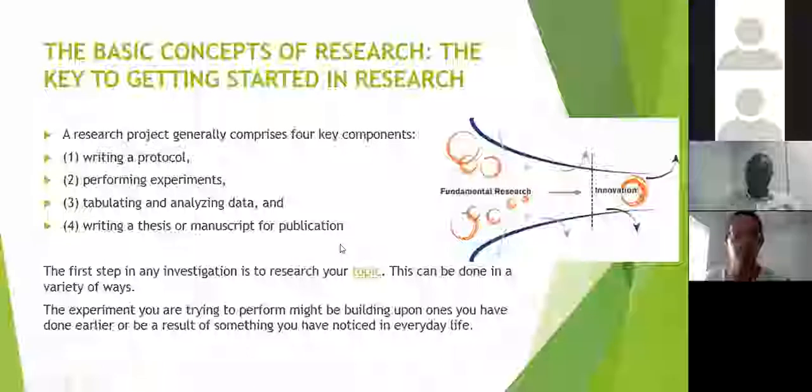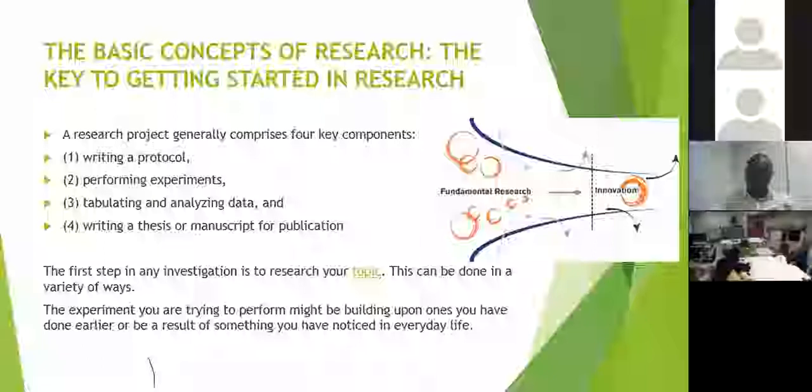Let's look at the basic concept of research, or the key to getting started in any research. So usually a research comprises 4 major components, or what we call the 4 key components: writing your protocol, performing the experiments, tabulating and analyzing your data, and writing a thesis or manuscript if you need that data to be published. So the first step, which we always take in doing any sort of investigation, is what we call our research topic. And it can be done in a variety of ways.